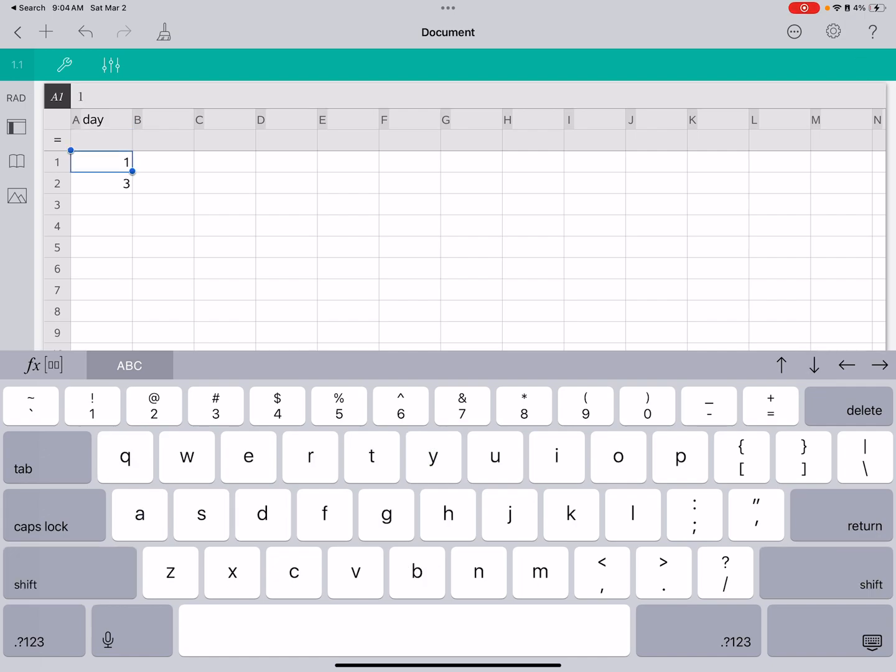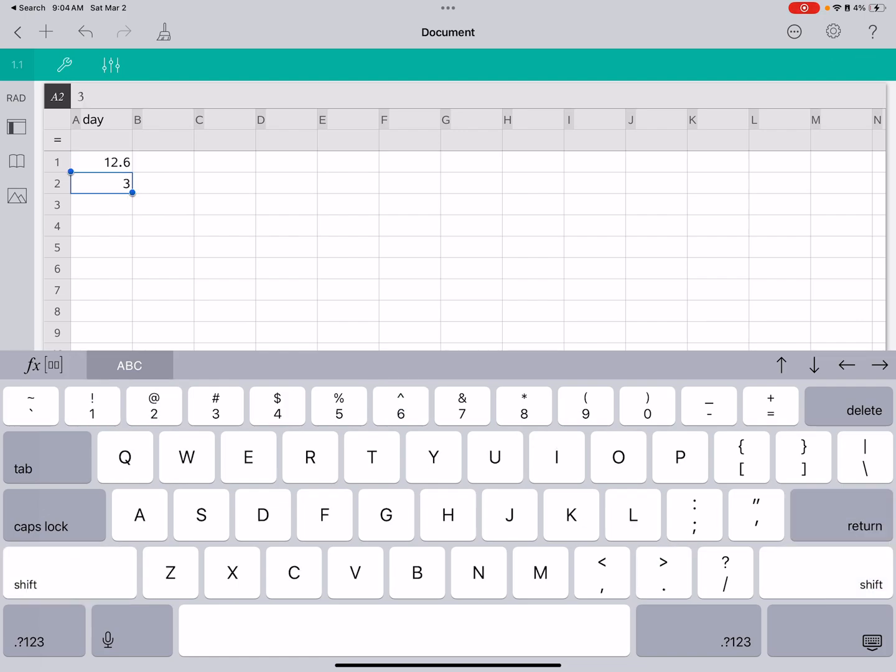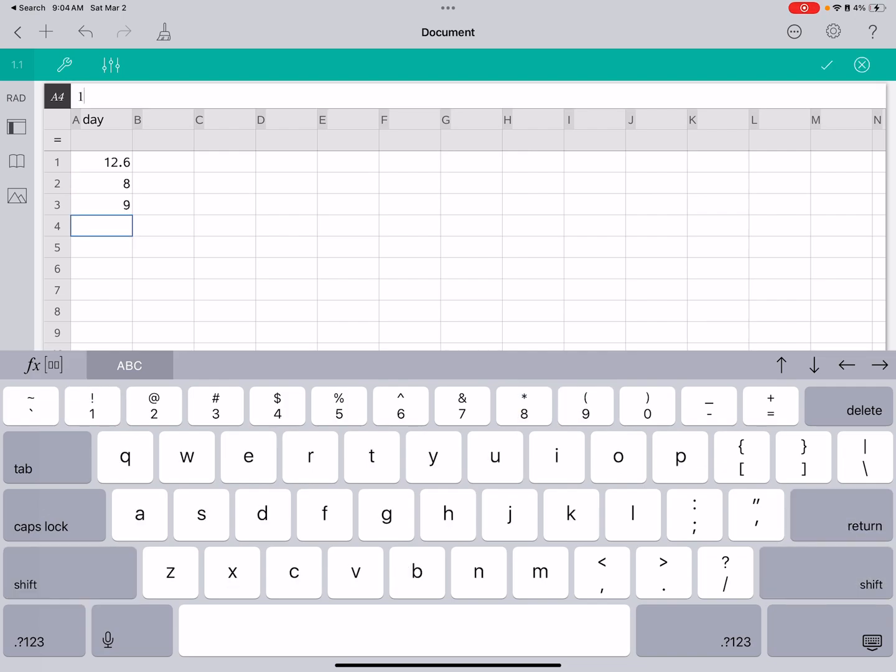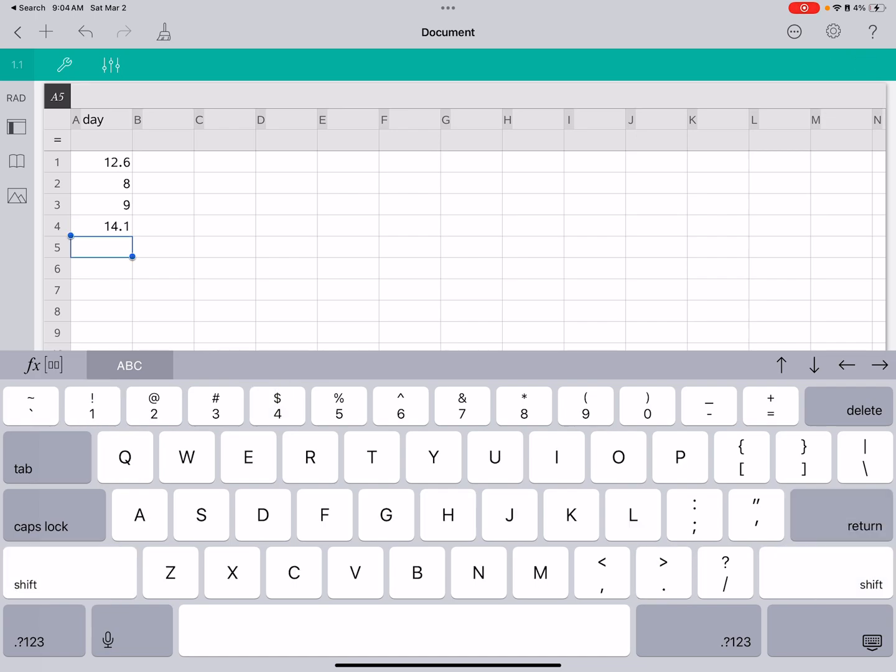All right, so I'm just going to put all the data in. And you're going to put it all in one column. I know on the worksheet itself, it's in several columns, but that's just for space on the worksheet.